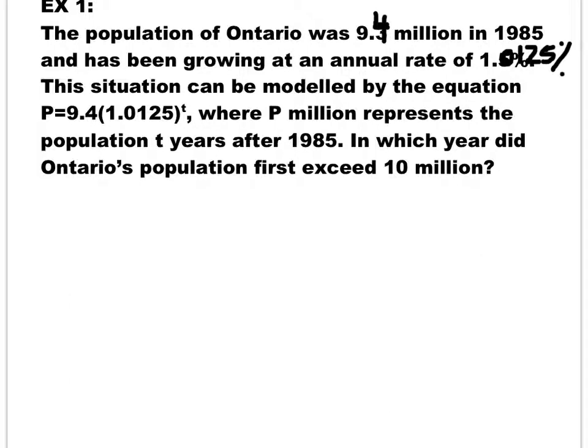In this example, we have the population of Ontario, which was 9.4 million in 1985. It is growing at the rate of 1.0125. We can model this situation using this exponential equation. As you can see, when t is equal to 0, 1.0125 exponent 0 is 1. So the initial value is 9.4 million, which is exactly what the population is in 1985. And t represents the number of years past 1985. Now the question is, in which year does the population first exceed 10 million?